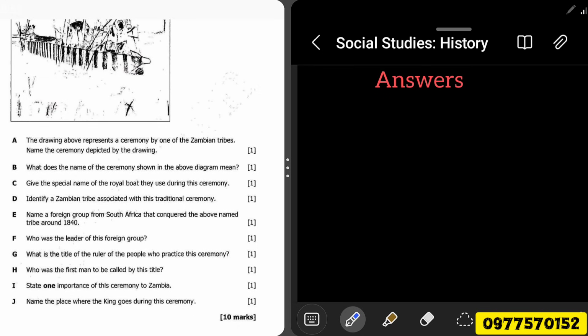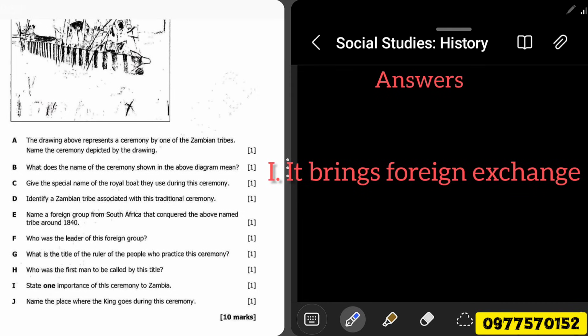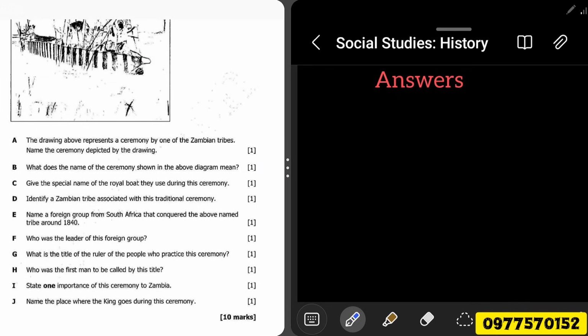Question I. State one importance of this ceremony to Zambia. It brings income to the country, as it brings foreign exchange. It's a tourist attraction.